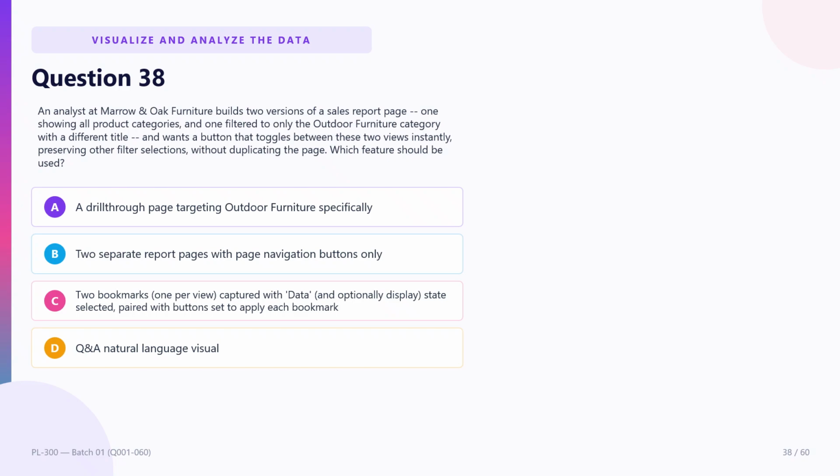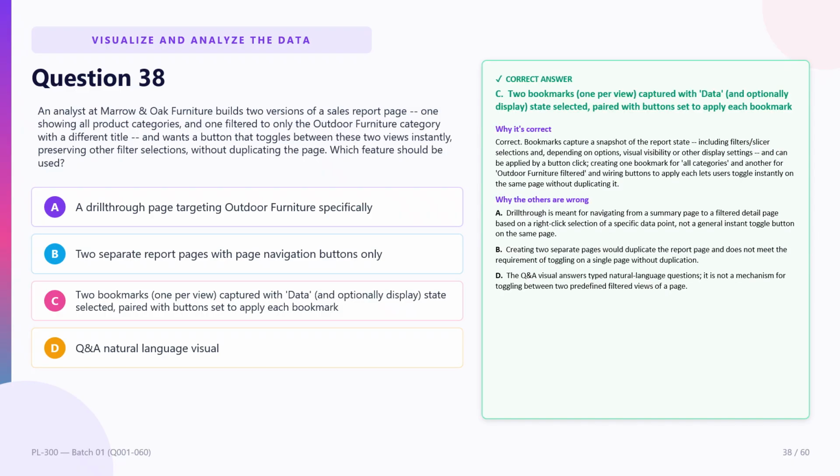Option A, a drill-through page targeting outdoor furniture specifically. Option B, 2 separate report pages with page navigation buttons only. Option C, 2 bookmarks, 1 per view, captured with data and optionally display state selected, paired with buttons set to apply each bookmark. Option D, Q&A natural language visual. Take a moment and make your choice.